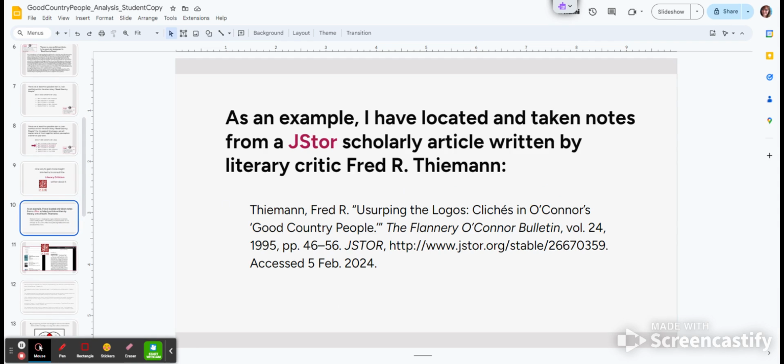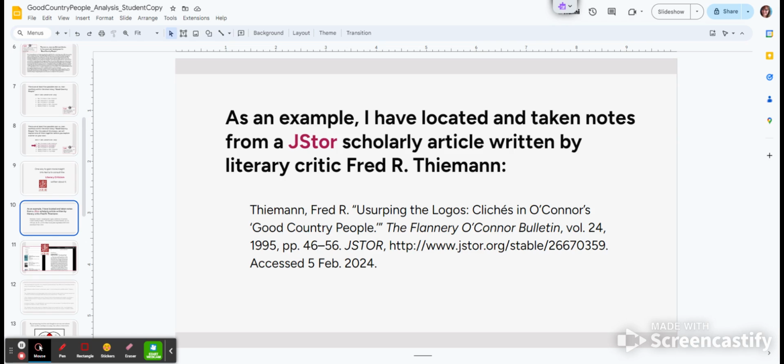For the sake of this lesson, I located and took notes on just one scholarly article. There were many, but I chose to find out if there were any scholarly articles written about this idea that Joy Hulga and her mom represent themselves in their own minds as godlike, or they deify themselves. And you'll see, I'll talk about that a little bit more here. So I found this scholarly article written by literary critic Fred R. Thiemann, and it's called Usurping the Logos, Cliches, and Good Country People.